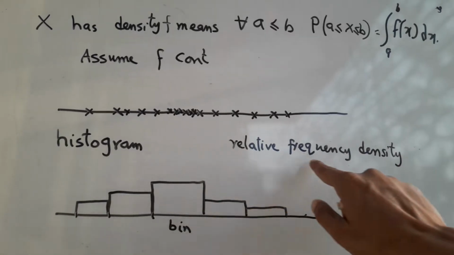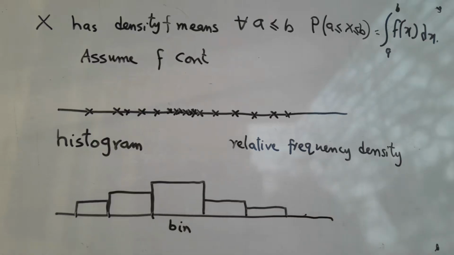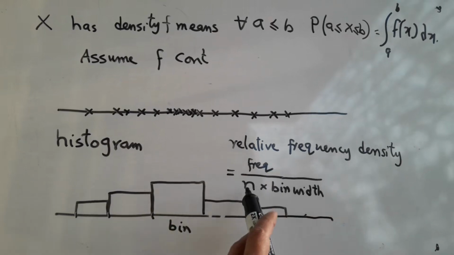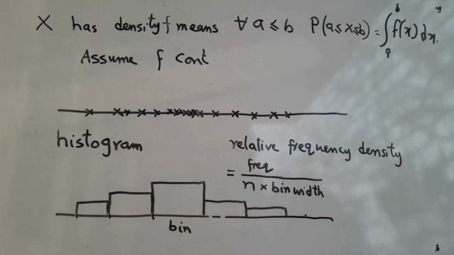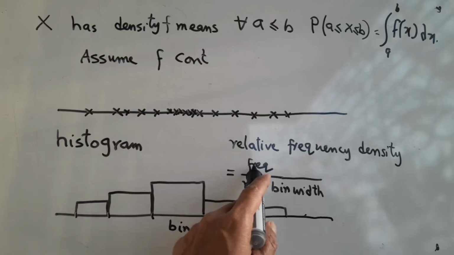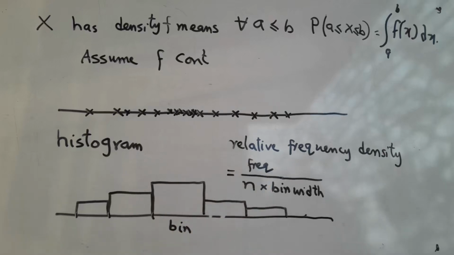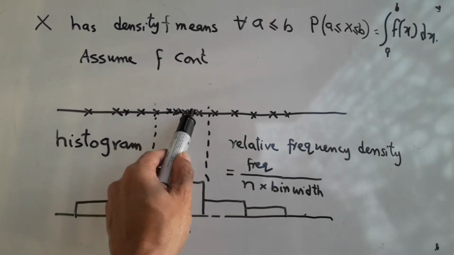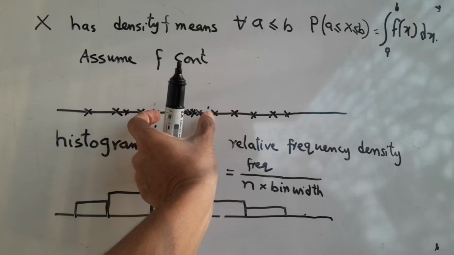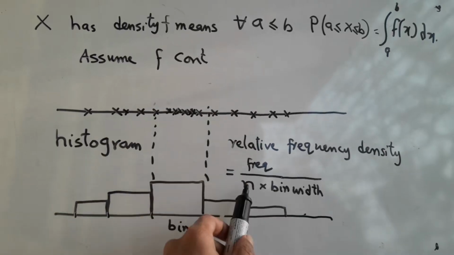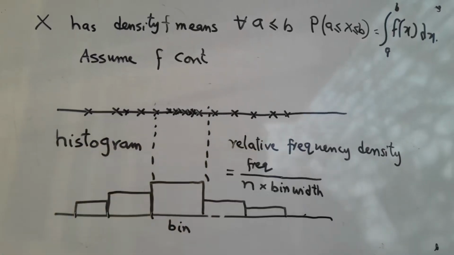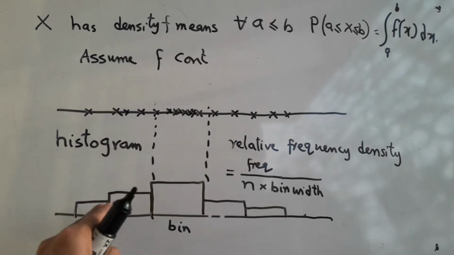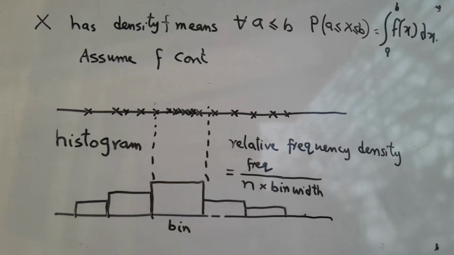In case you have forgotten the definition of relative frequency density, it is frequency divided by the sample size and bin width. Frequency means the number of points that has landed in that bin. So in order to find frequency of this bin, I will have to count how many points are there over this interval. I have to divide that by n, the total number of points, and also by the bin width. In that case, I will get some such picture.